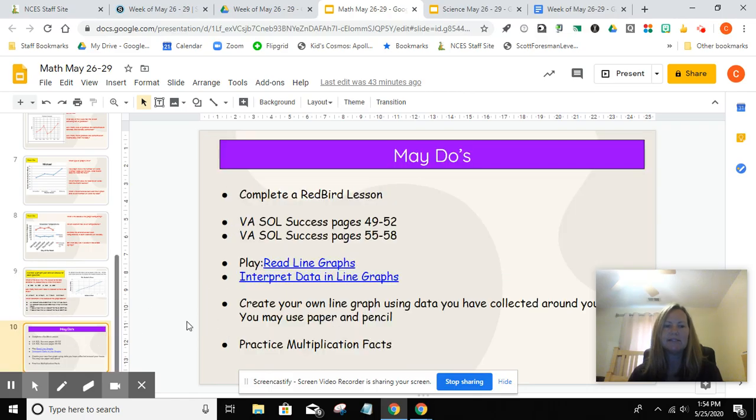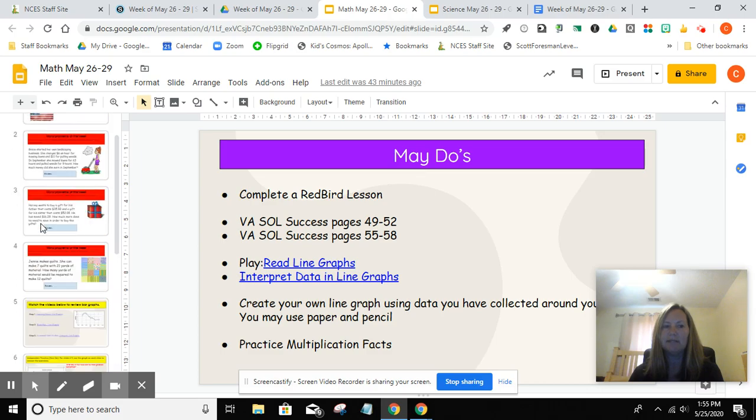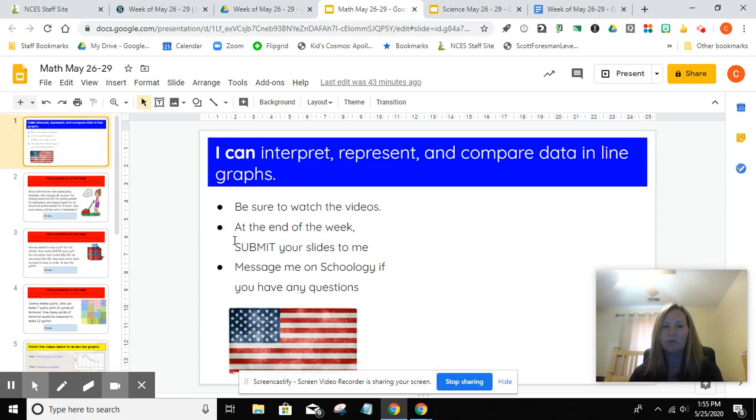So this is slide 10. These are going to be those may-dos. These are things that you may continue working on for extra practice. And after you have completed all of your may-dos, please make sure that you submit. And again, that goes back to slide 1. At the end of the week, make sure that you have submitted your slides to me, okay?